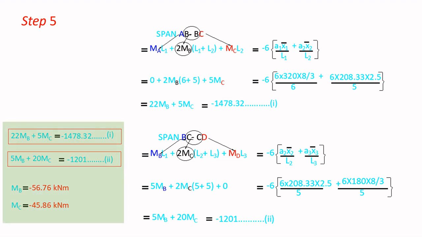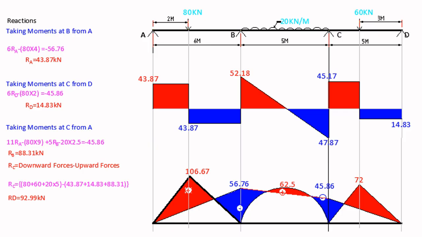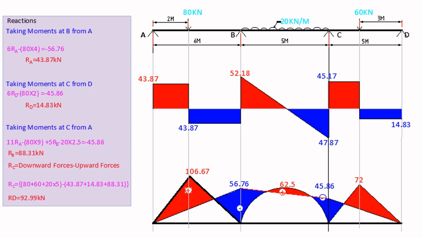Let us now calculate the reactions. Taking moments at B from A gives the equation. Again taking moments at C from D gives the equation. Taking moments at C from A gives the equation. Using equation for static equilibrium gives RC as shown. Finally, let us now plot the bending moment and shear force diagrams.